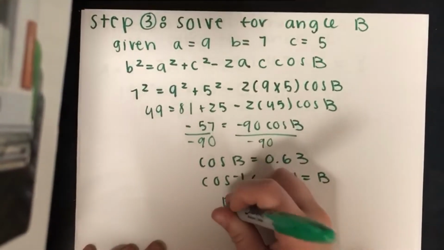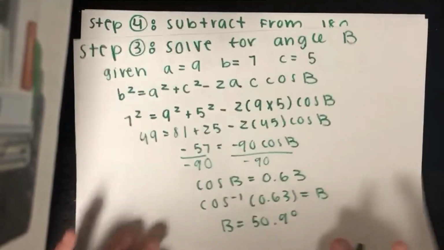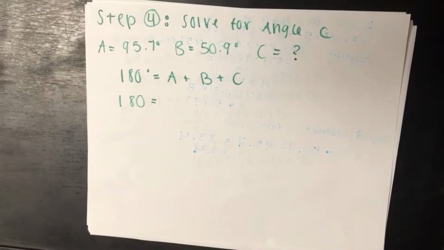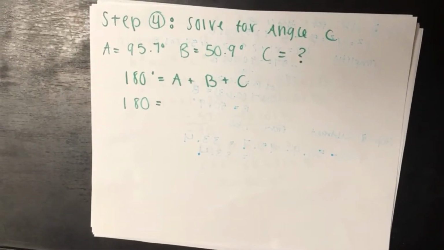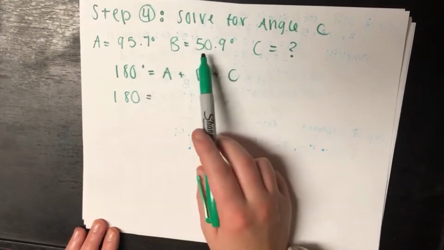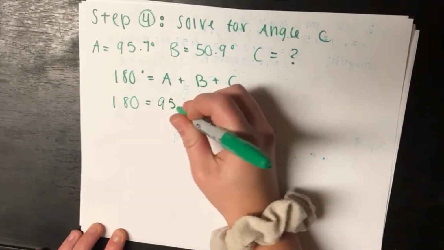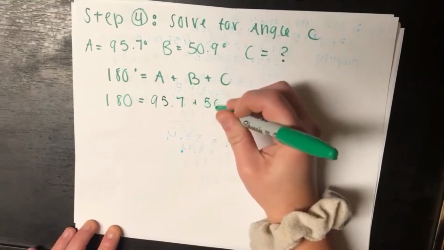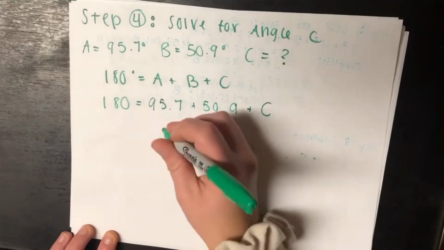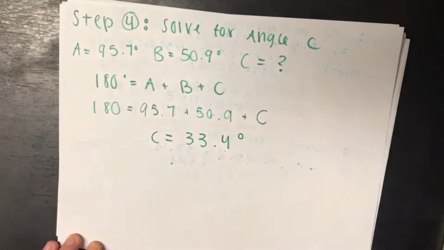And then you're going to come out with B is equal to 50.9 degrees. Okay, so now that we know the first two angles, we're going to subtract them from 180 to solve for the third. So given that angle A is 95.7 and angle B is 50.9, we're just going to fill the numbers in. And once you simplify, you will get that angle C is equal to 33.4 degrees.